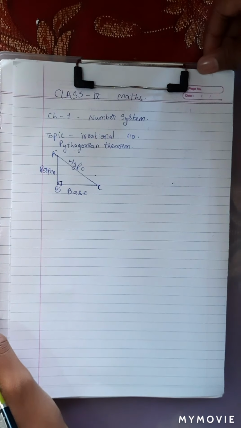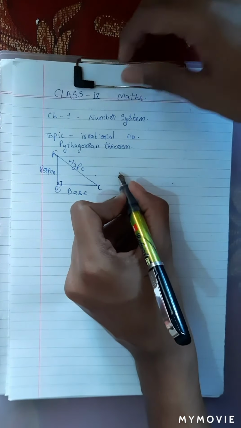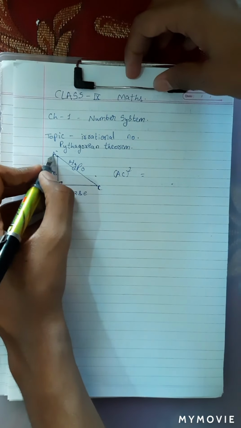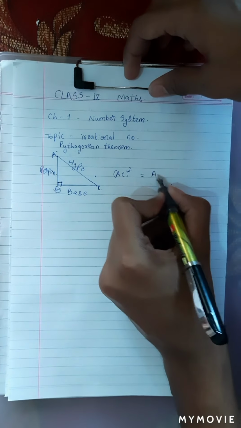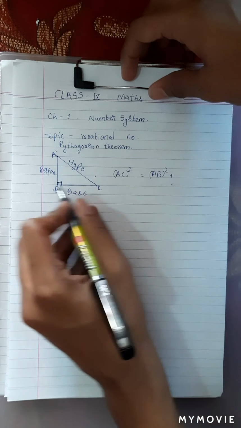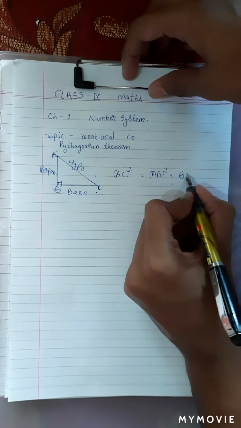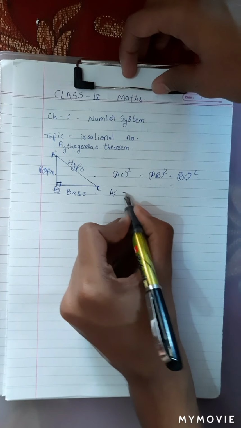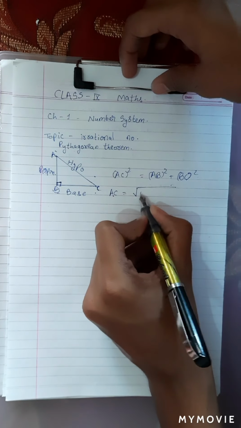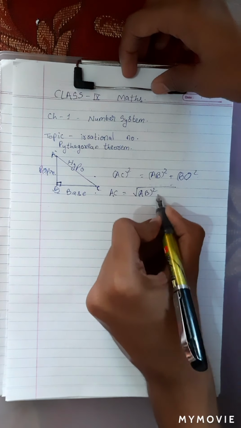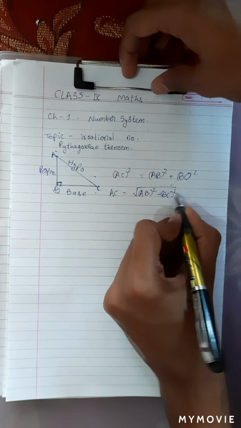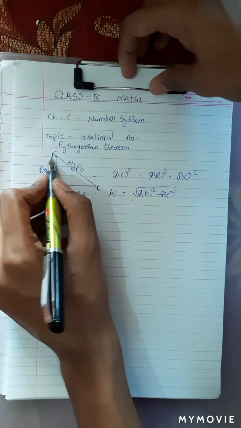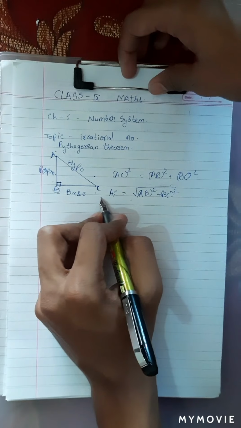So according to the Pythagoras theorem, hypotenuse square, meaning AC square, equals perpendicular square, meaning AB square, plus base square. Here base is BC, so BC square. Or you can simply write AC equals under root AB square plus BC square. It means that hypotenuse equals under root perpendicular square added to base square.